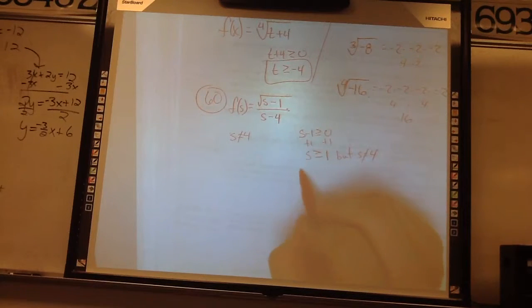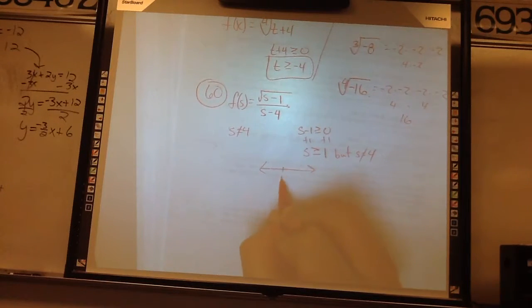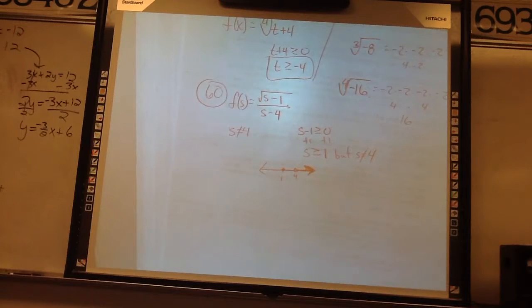So that's your answer. It's everything greater than or equal to 1, minus 4. If you wanted to put it on a number line, here's 1, closed circle, it's going to hit 4 and have an open circle, and it's going to keep going. Oh, okay, that makes sense.